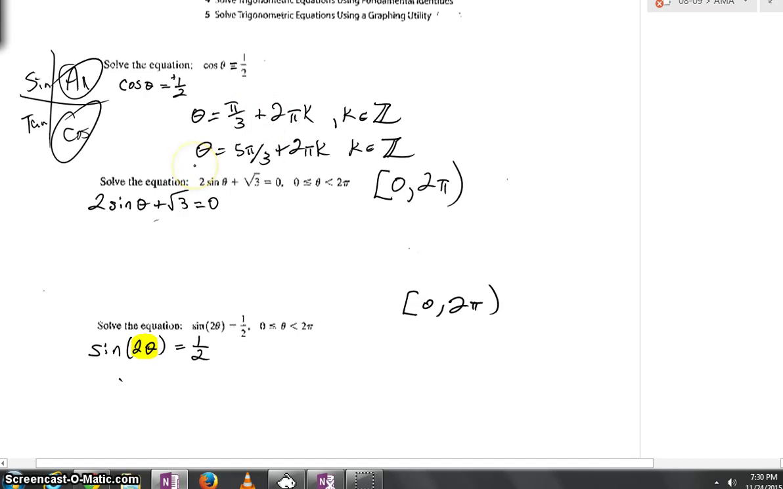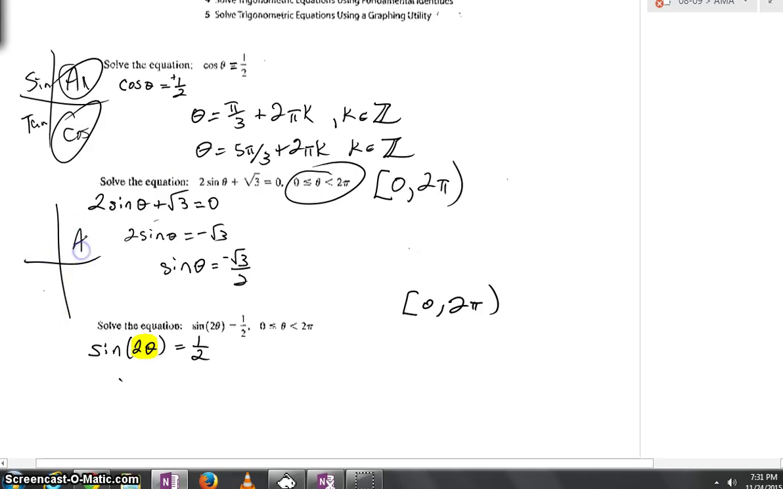Let's do this next problem. Very similar. I'd like to isolate sine, and so I'll subtract a radical 3, and I'll divide by 2. There's a big difference here, though. You're going to see that really we're only involved with angles between 0 and 2 pi.